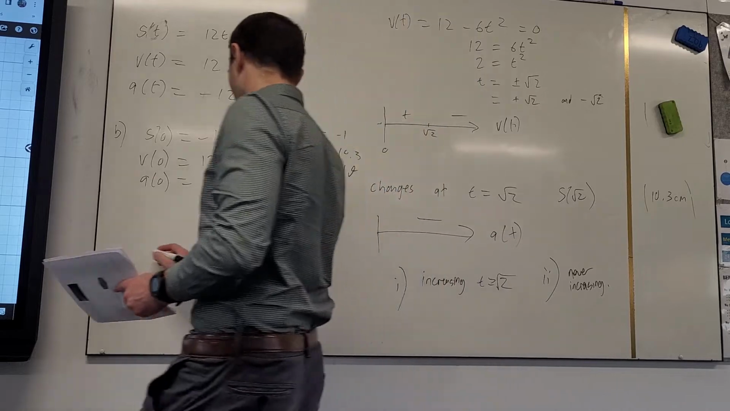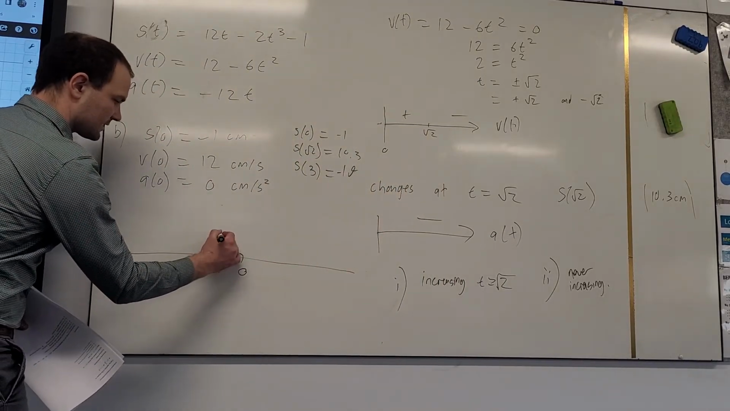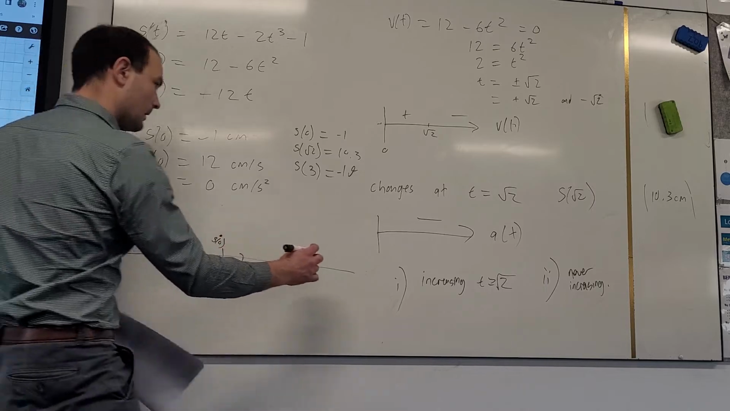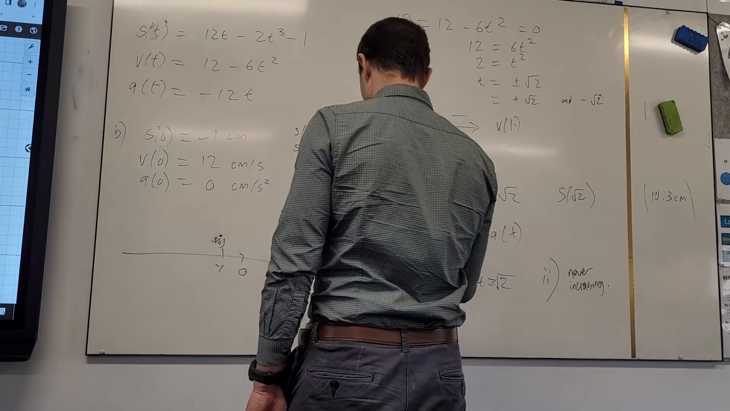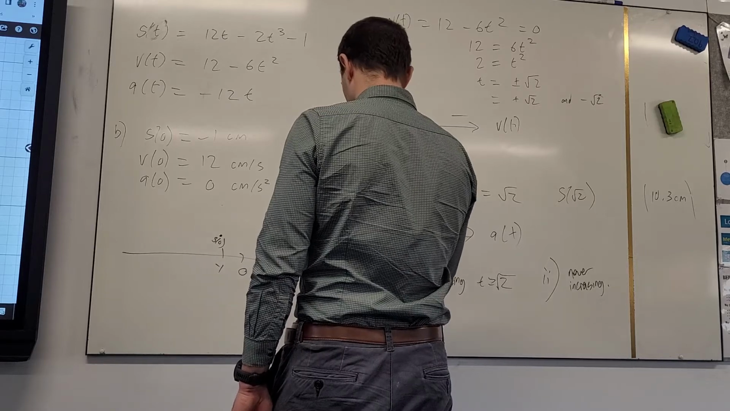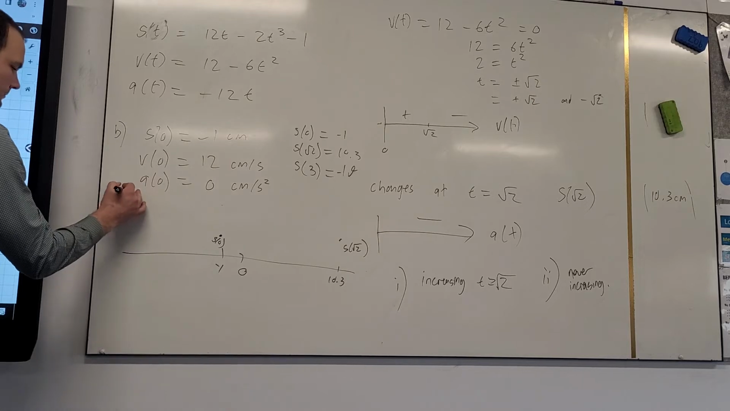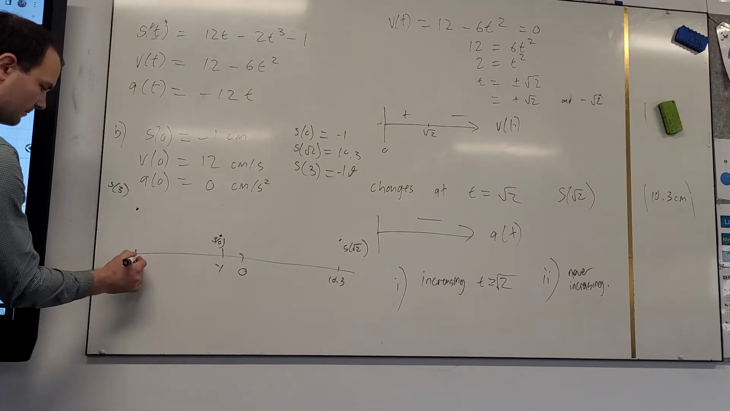Okay, so if we're going to draw that on an axis, here's the point of origin, here's where it starts, that's s of 0. After root 2 seconds, it's at 10.3. And then after 3 seconds, it's at minus 19.